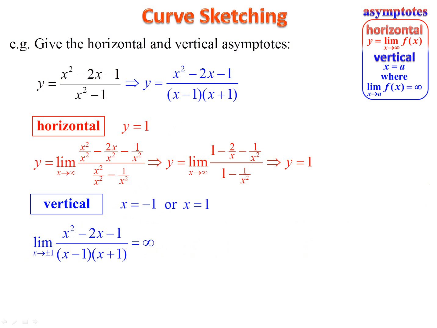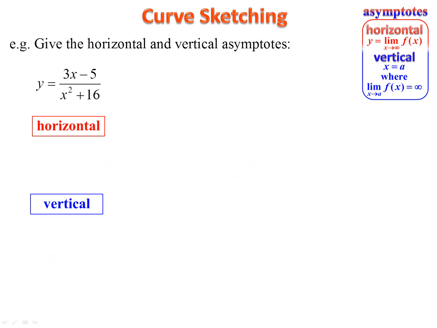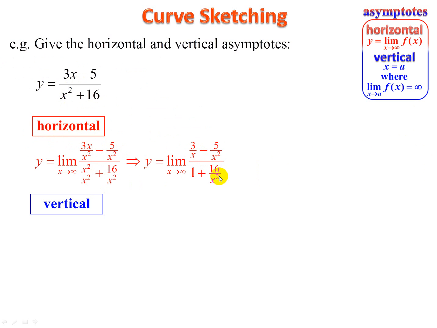So there are my vertical asymptotes. Horizontal asymptotes, once again the same thing. Now notice that in this case, that's an x squared, that's only an x, so we must divide through by x squared, like that. So it gives us that. That is 0, that is 0, that is 0. So ultimately, the limit will end up as being 0 minus 0 over 1 plus 0, and that gives you 0.